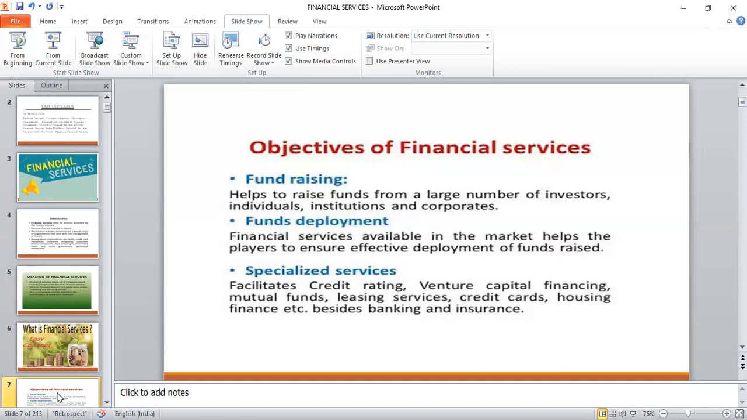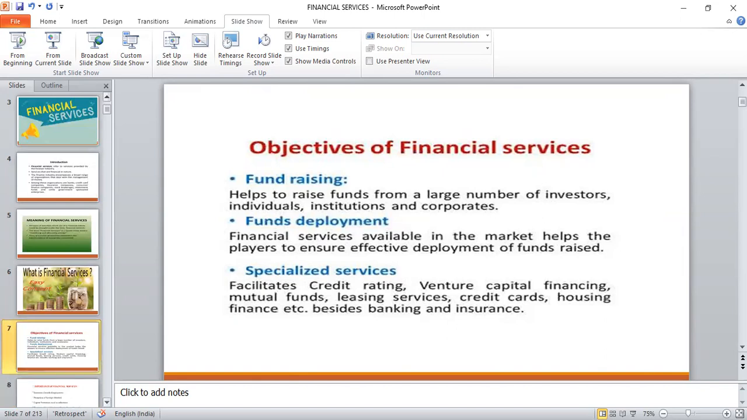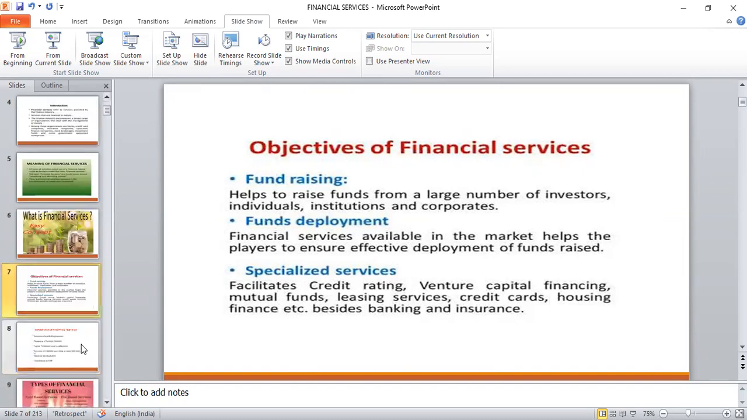And even the financial services, whatever the assistance that we are getting from the institution, we will not only be getting the financial assistance theoretically, they do try to assist the industries to get the credit rating, venture capital financing, mutual funds investment, leasing services, credit cards, housing finance, besides the banking and insurance as well. Okay, so these specialized services are also offered by the financial institutions who are in the field of providing the financial services. So these services all pertain to the financial institutions who are in a place to render the financial services to the companies who actually are in need of that financial services. Hope you understand. Yes. And I go to the next.